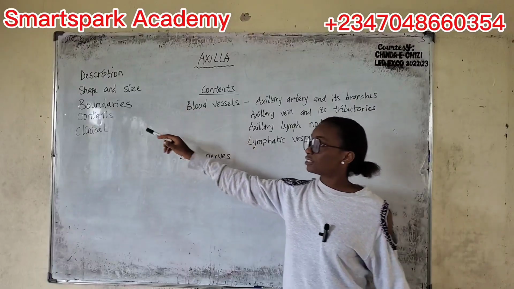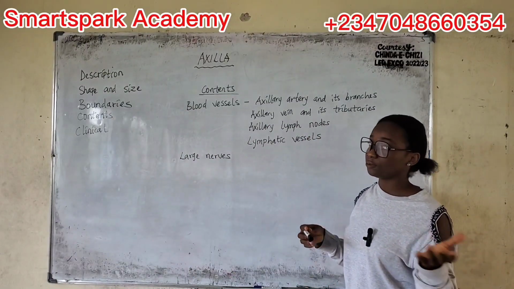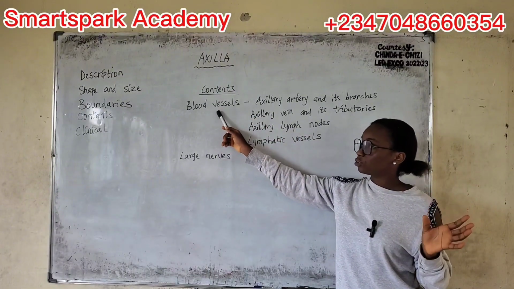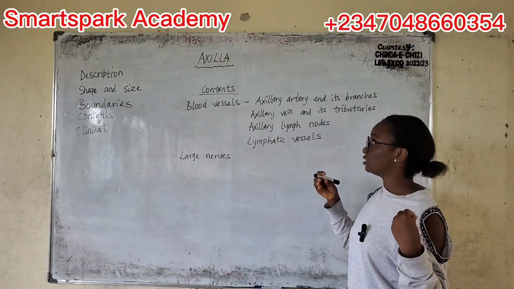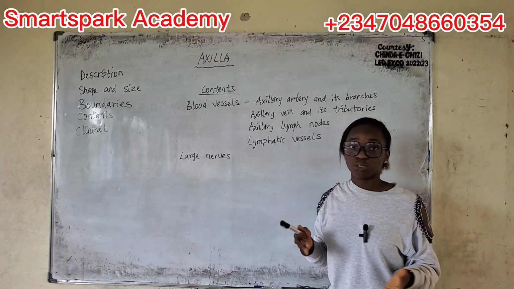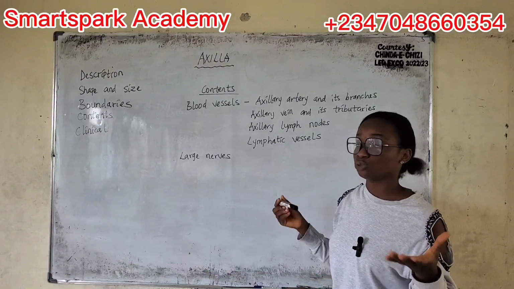So now let's look at the fourth thing on our list, which is the contents of the axilla. We've talked about it before, but I just wanted to do an overview. The first we have are the blood vessels. The blood vessels found in the axilla: we have the axillary artery and its branches. We have an explanatory video on this axillary artery, so please go to our channel and do well to watch.